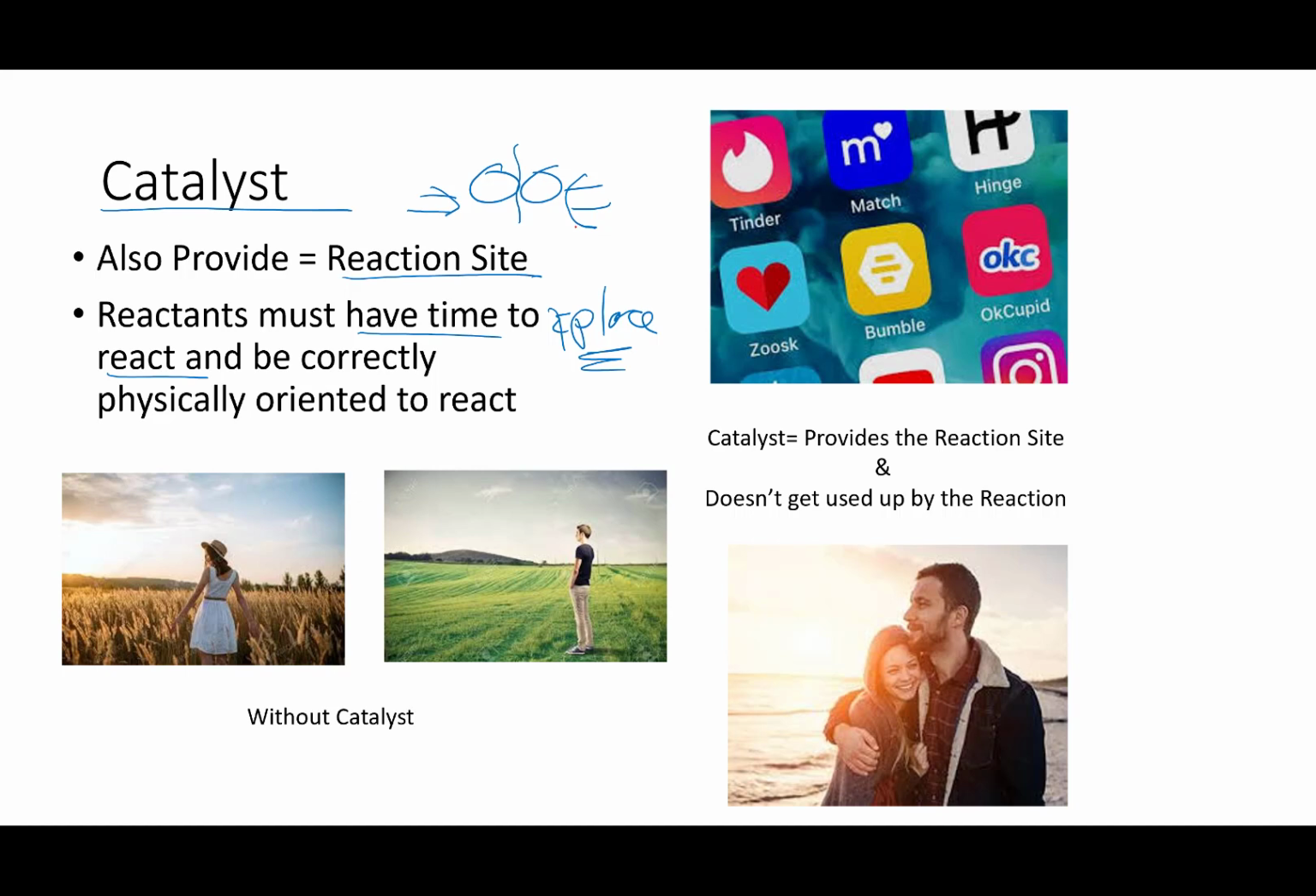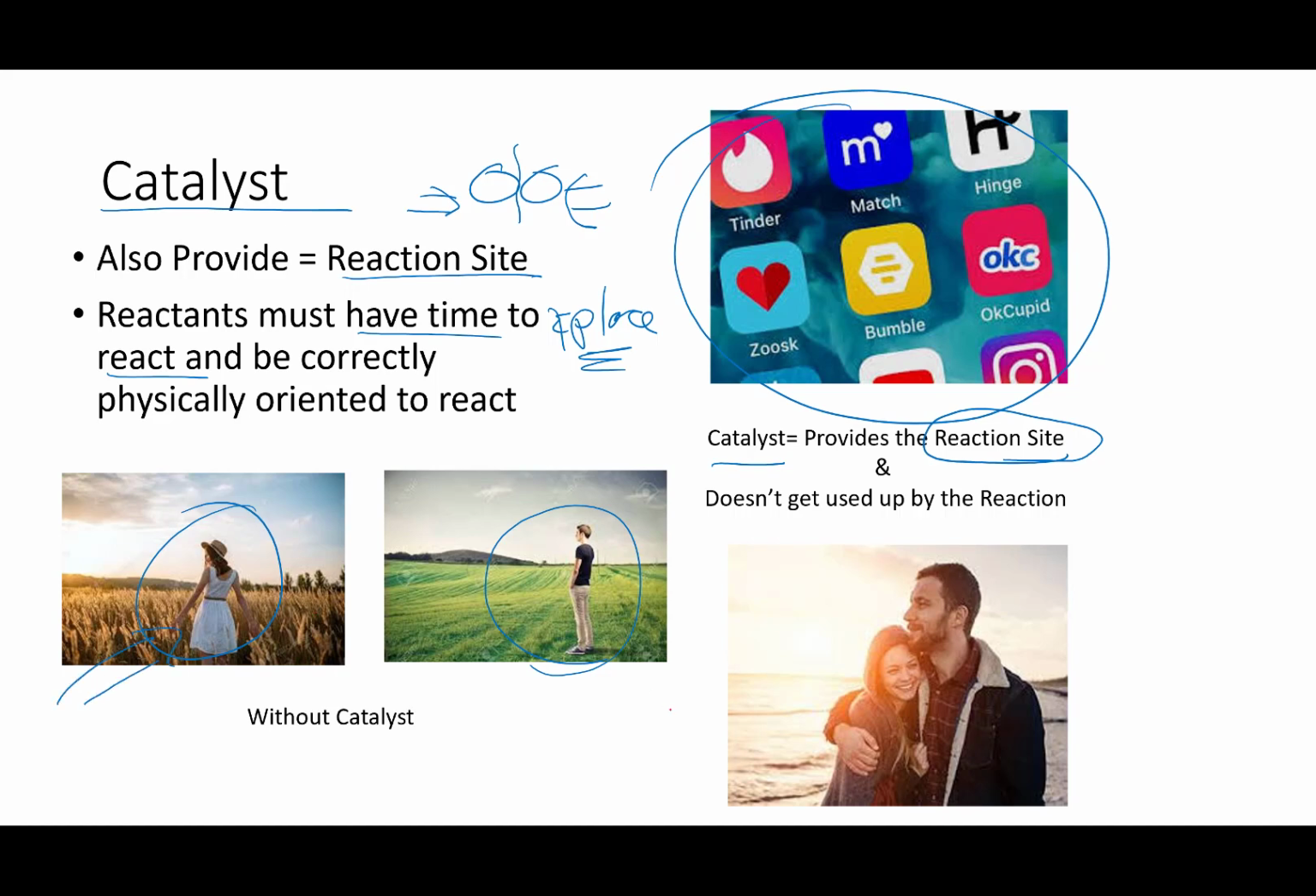So use this analogy. Let's say that these two people are looking for romance, and she's alone over here, he's alone over there, and there's no catalyst. There's no way for them to get together. So what could be a catalyst? Well, all the wonderful dating apps that are out there. That's the catalyst. It is a site for the reaction to occur. It provides something to push these two chemicals together to make the chemical reaction occur.